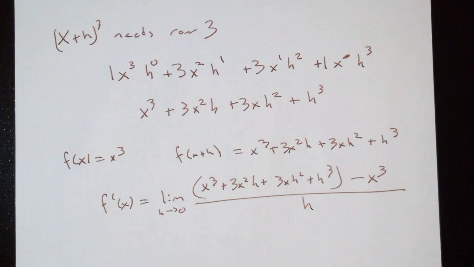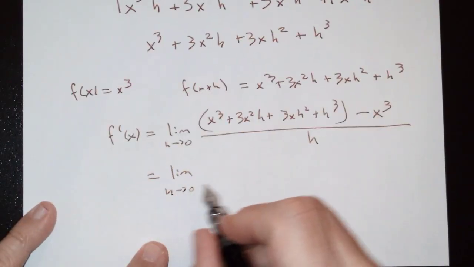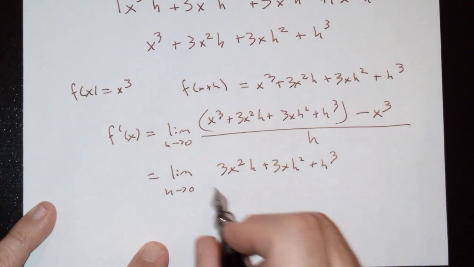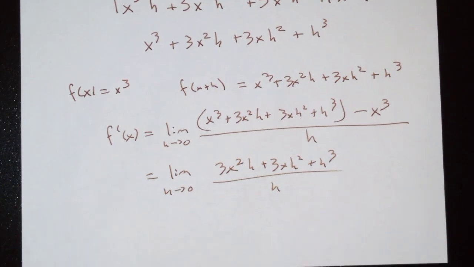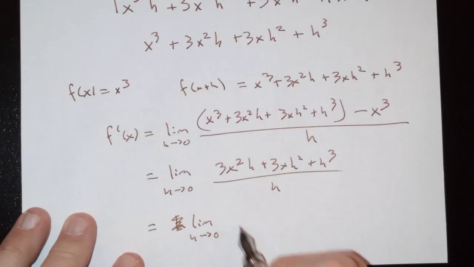And again, a lot of canceling occurs, a lot of algebra canceling stuff out. My x cubes cancel. And again, I notice that everything that's left on the top has at least one h in it. So I can cancel that with the h on the bottom.